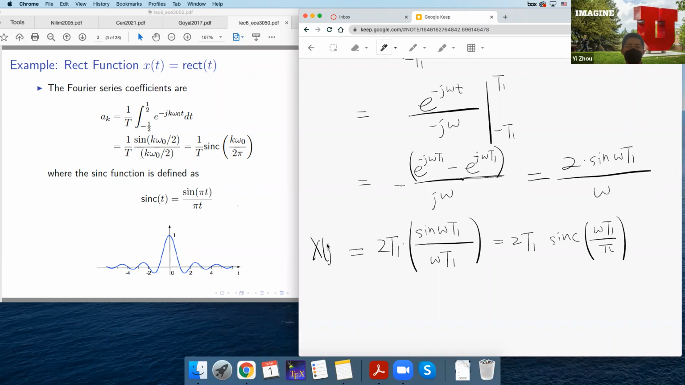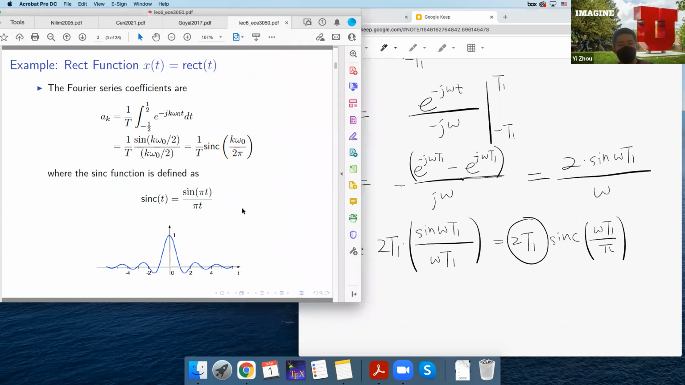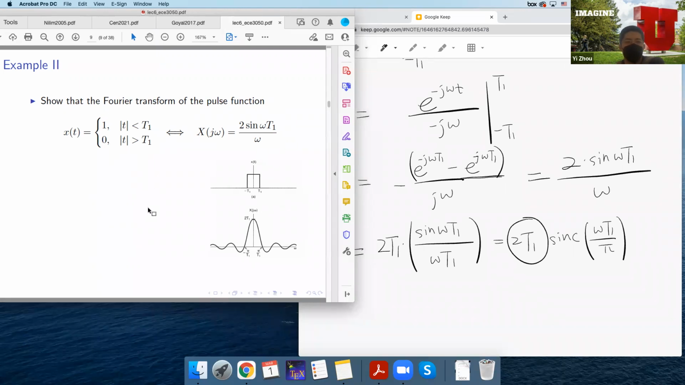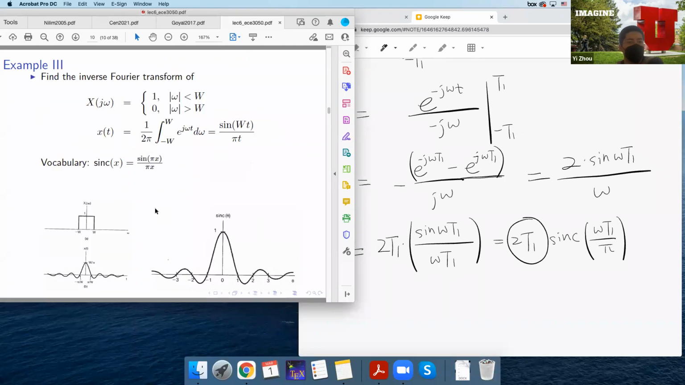So this is X(j omega). You can see that X(j omega) is a constant times this sinc function. And for this sinc function, it is subject to a time scaling, with factor t1 over pi. So in the end, after these basic operations, the shape still looks like a sinc function. And again, you can see that most of the energy is concentrated in the low frequency region. Okay, so this is example 2.